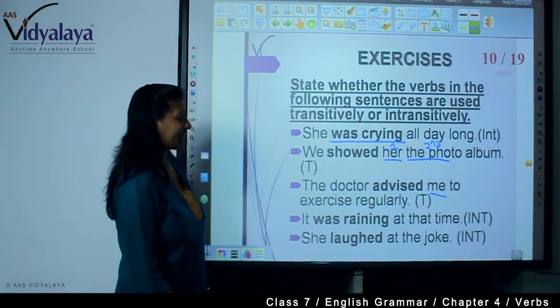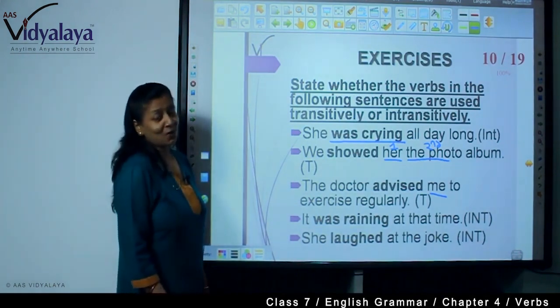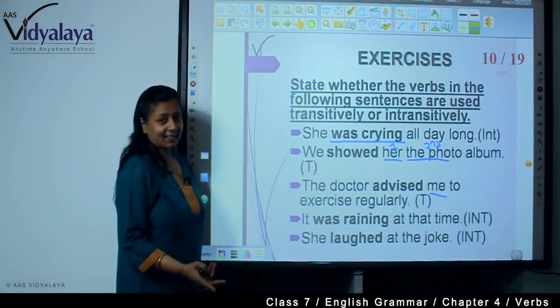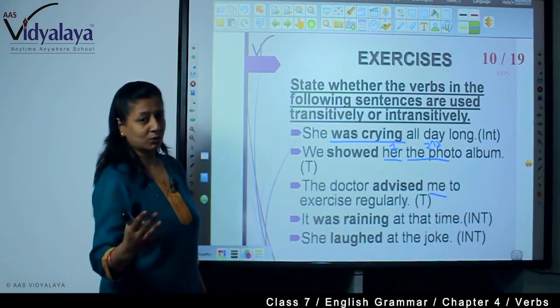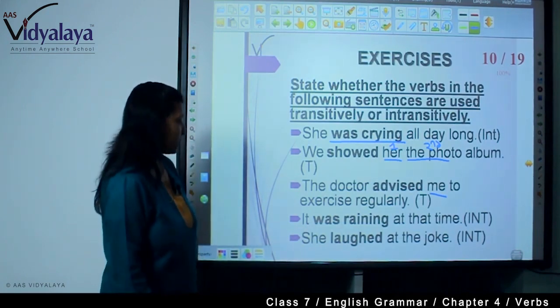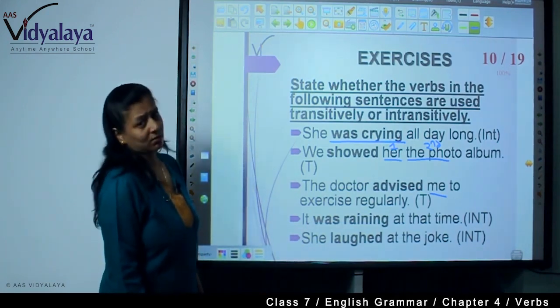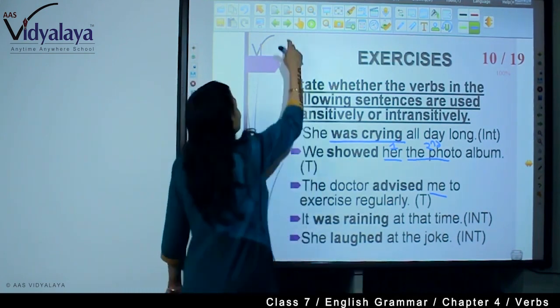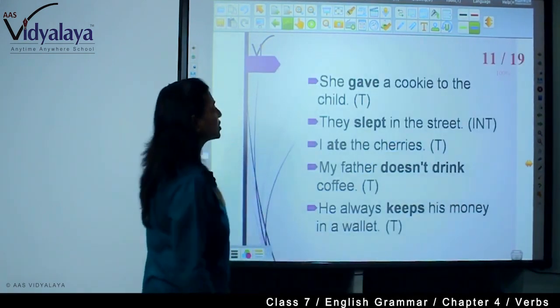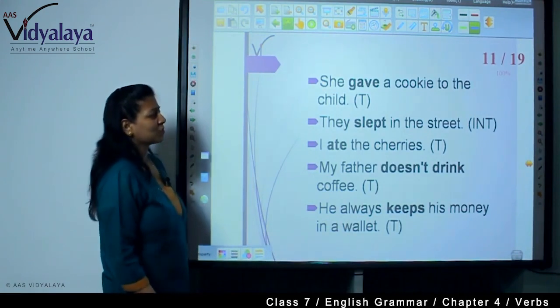It was raining at that time. There was no object. It was raining at that time. The action is not passing over to the object. So this is intransitive. She laughed at the joke. This is also intransitive.